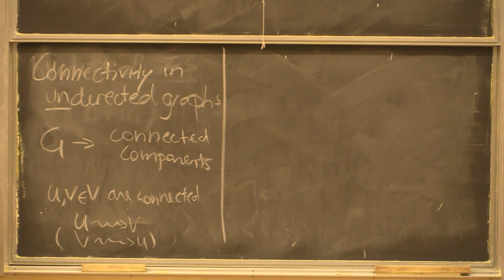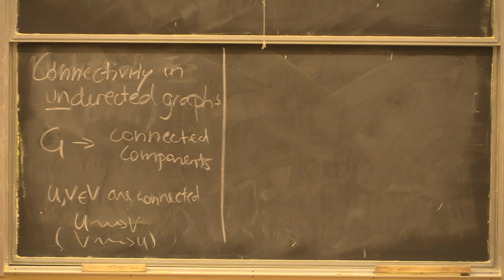Now, the connectedness relation is an equivalence relation. It is reflexive, because you're connected to yourself. It is symmetric, because it is undirected. And it is transitive, right?